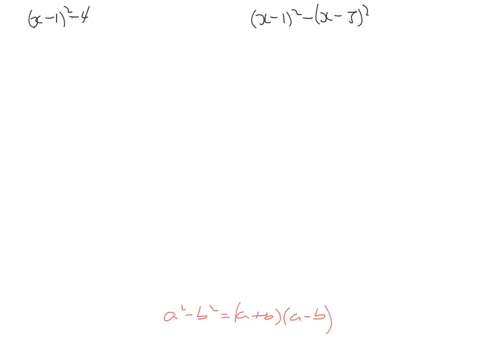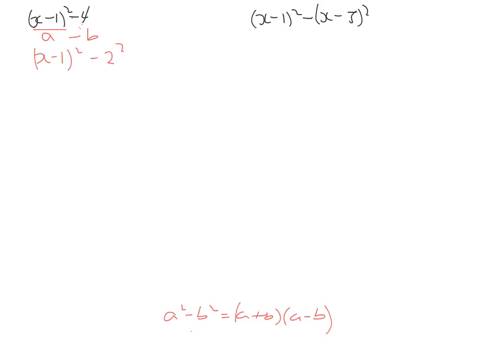So I'm just going to write that underneath, and I'll do it in red. So that's our a term minus b. Now, in that case, a squared is already x minus 1 squared. We've got to find something squared that makes 4. Well, that's going to be 2 squared. So we've got x minus 1 all squared minus 2 squared.